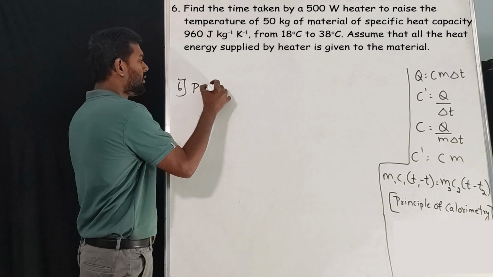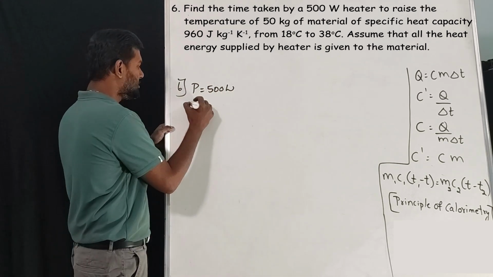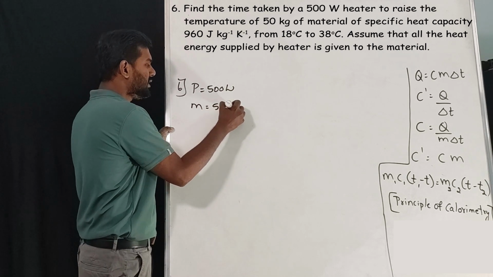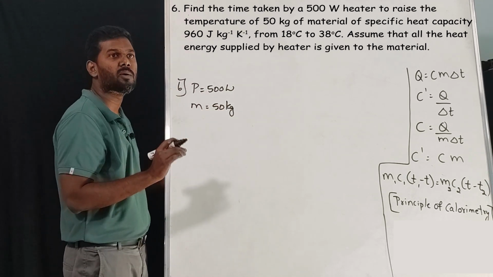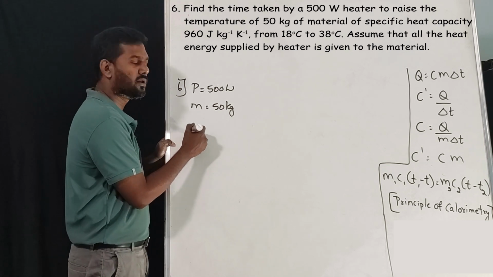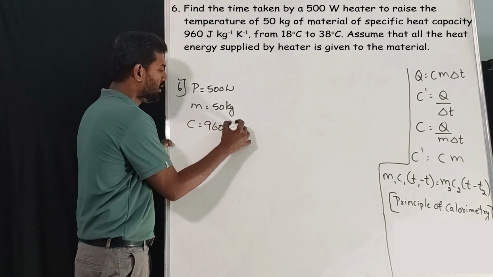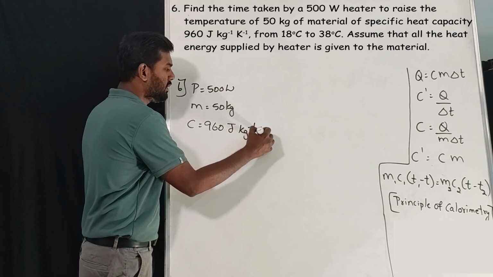Watt is nothing but power, that is 500 watt. Next, the mass is given, that is 50 kg. It is already in terms of kg, no need to worry about it. And the specific heat capacity, that is 960. C is equal to 960 joules per kg per Kelvin.